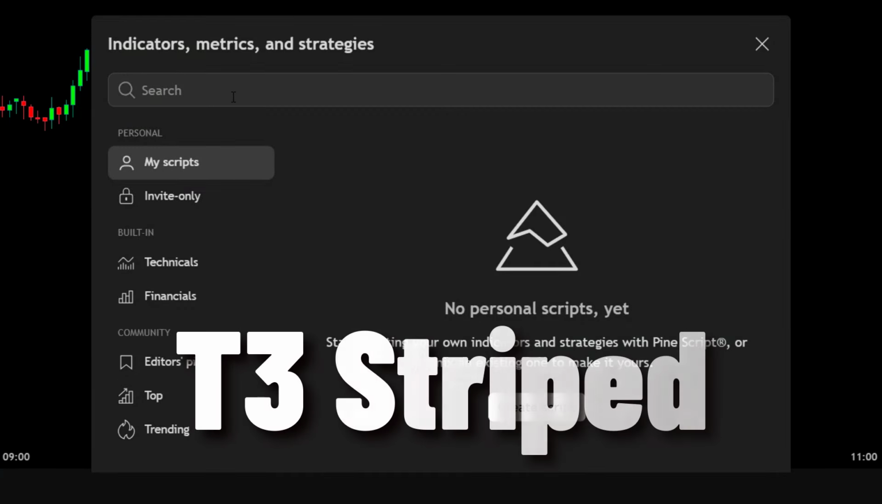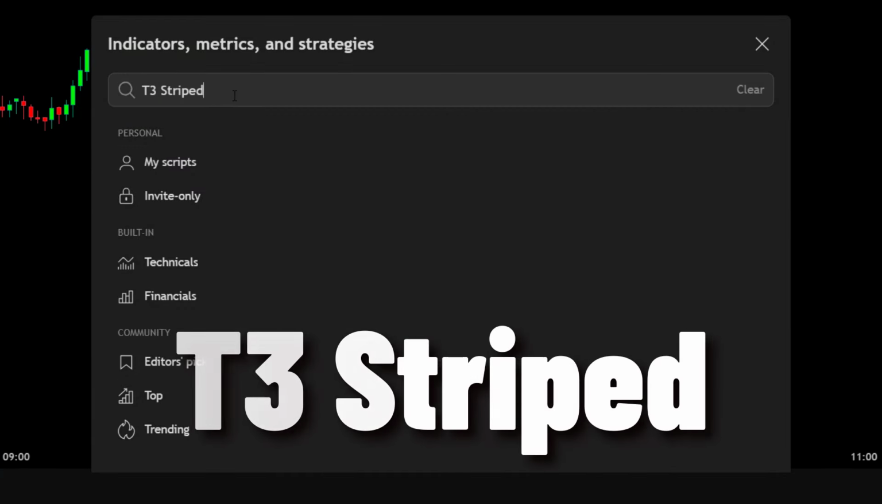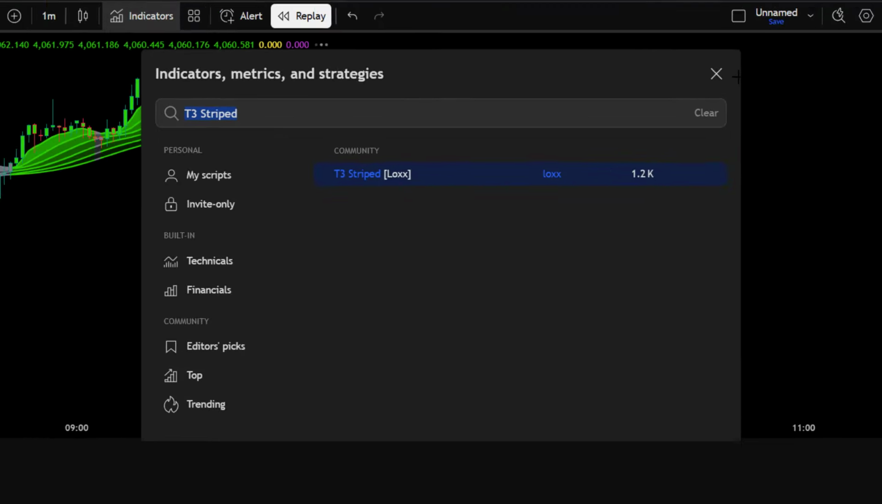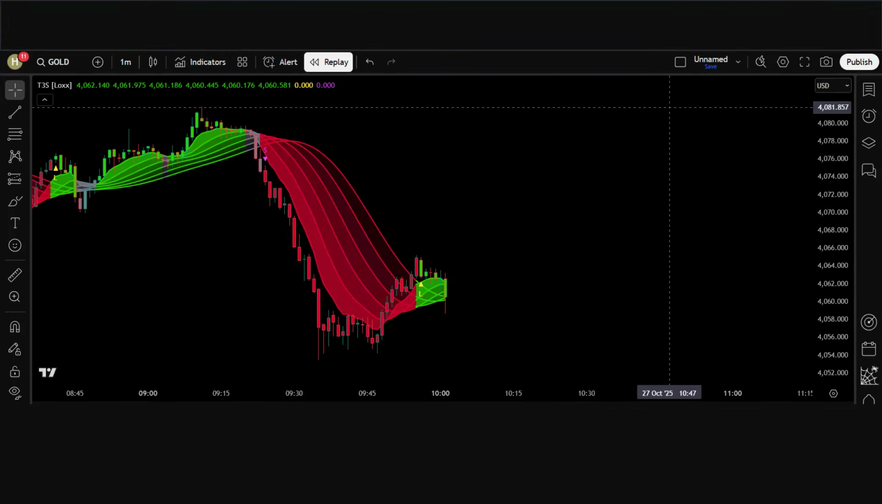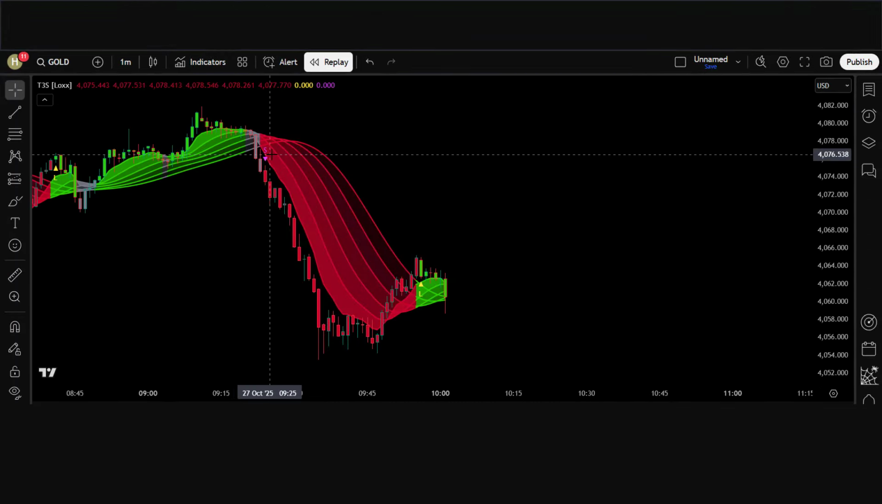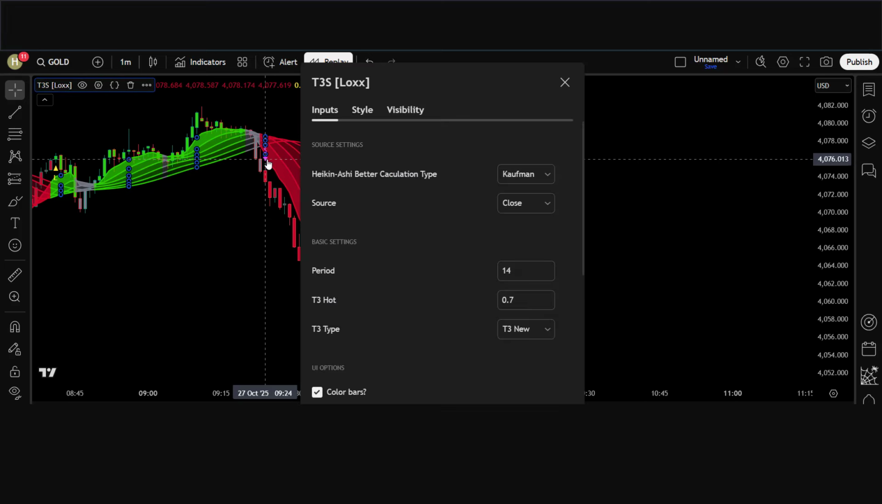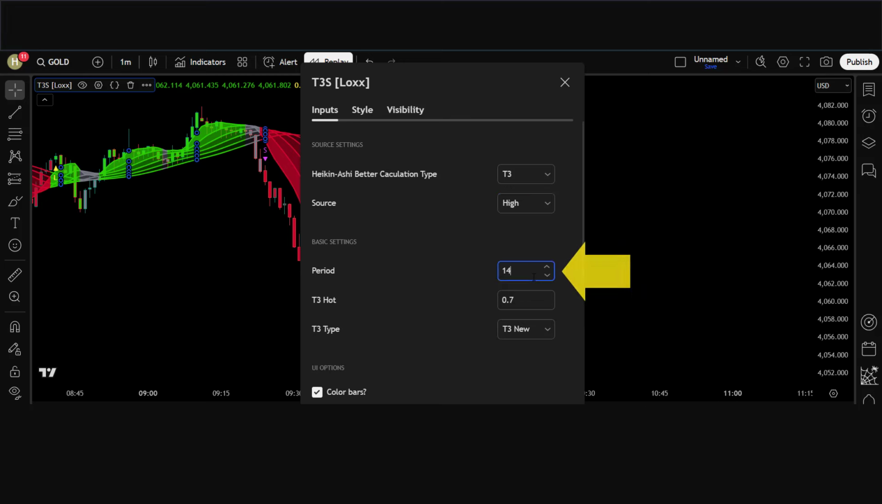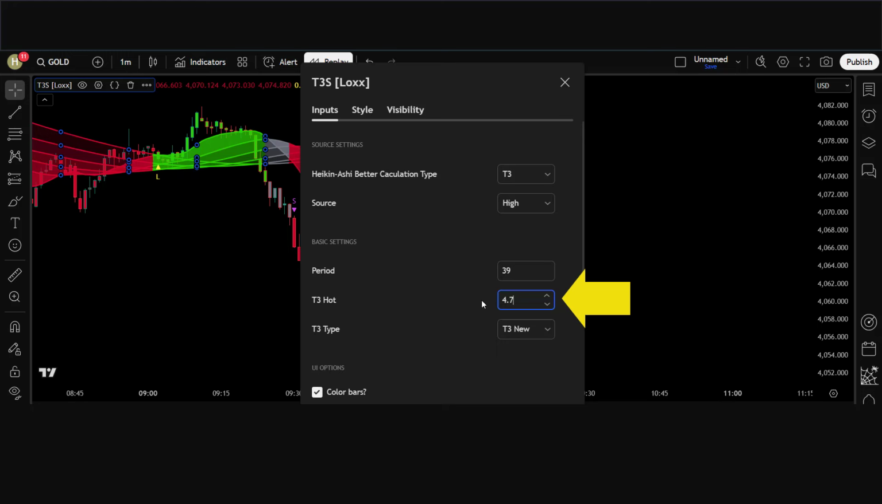Here in the search box, search T3 striped. Now add this indicator to the chart. Now click on the settings icon of the T3 striped indicator. Change some settings. Change Heikin-Ashi calculation type to T3 instead of Kaufman. Source high instead of close. Period 39 instead of 14. T3 hot 4.7 instead of 0.7.